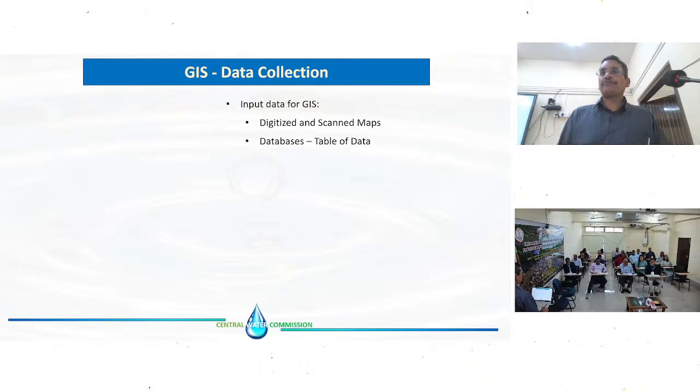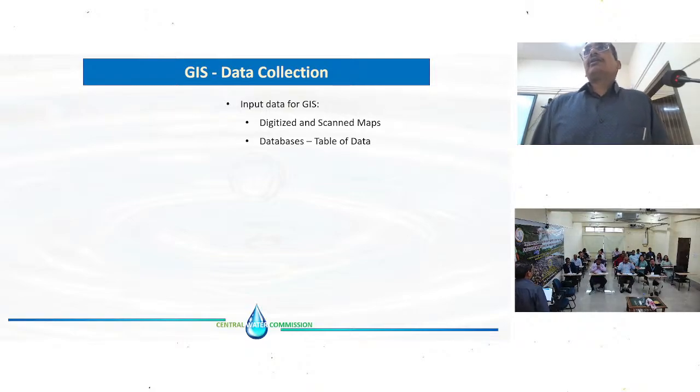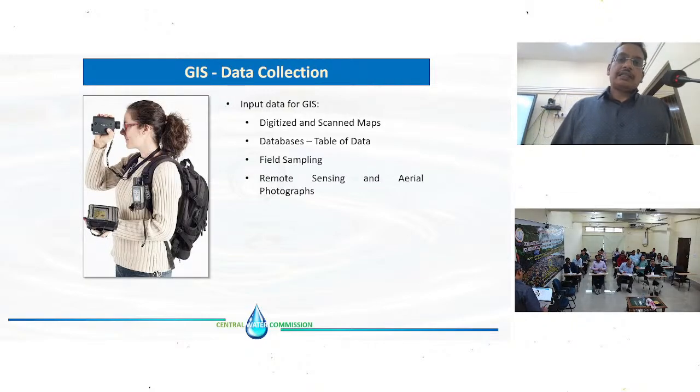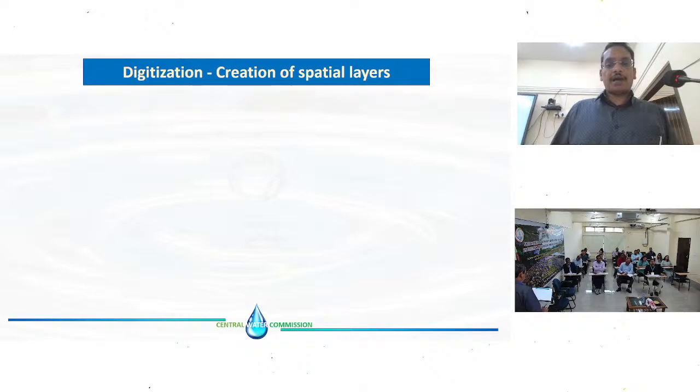The input data for GIS, as I said, are digitized or scanned maps and tables of data provided. What should it have? It should have locational information also. Then only it can be converted into a GIS layer. It should have one column of longitude and one column of latitude. It can be information about anything, such as rain gauge stations. Then field sampling, then remote sensing and aerial photographs. These are the sources, along with already published sources like scanned maps.